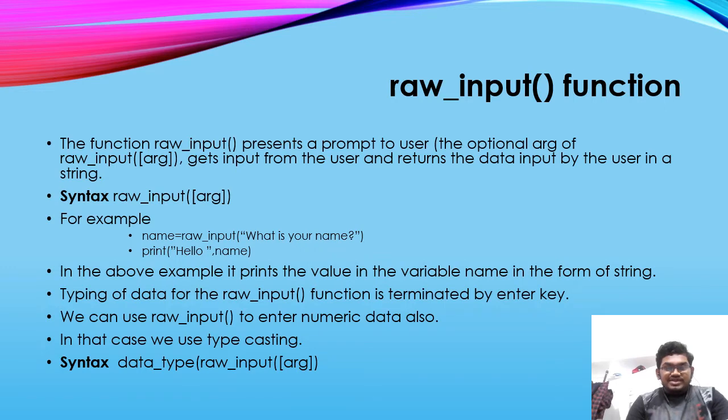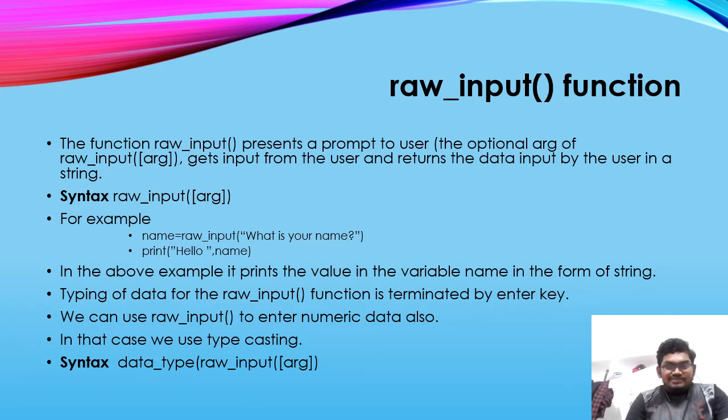For example, let us see a program. name = raw_input("What is your name"), then print("Hello,", name). In the execution of this program, the program asks what is your name as a prompt. After that, the user enters whatever the name is. Then it prints hello and the value in the variable name. In the above example, it prints the value in the variable name in the form of a string.